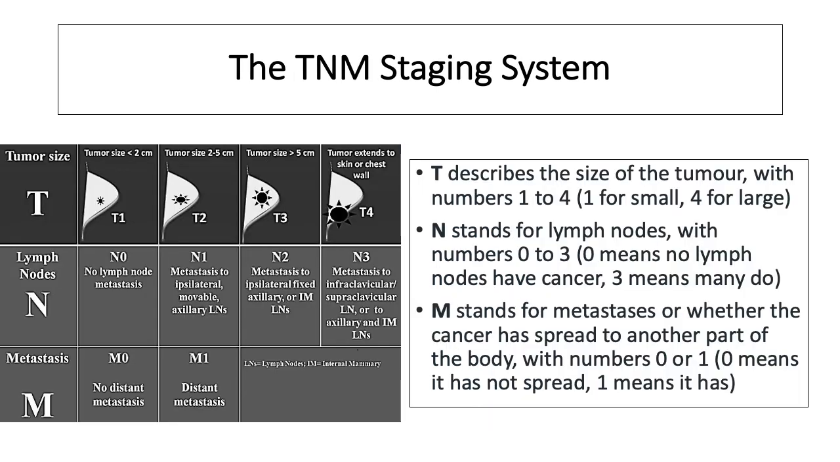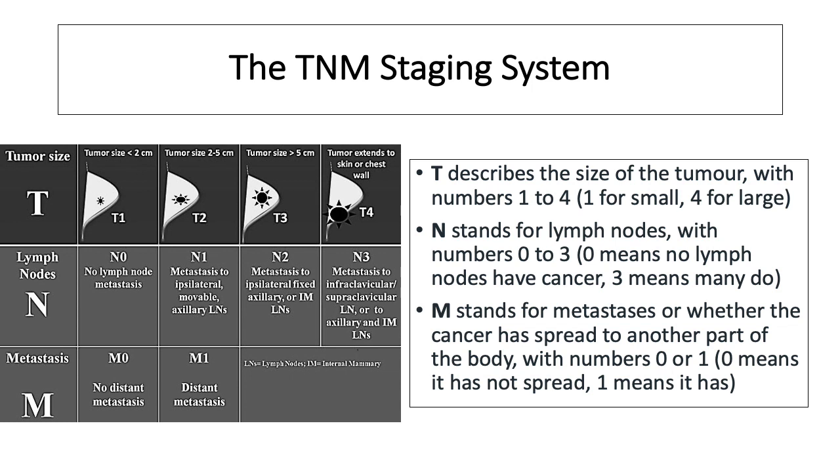The second staging system is referred to as the TNM staging system, where the T describes the size of the tumor, and the size is described with a number which starts from 1 to 4. So that's T.